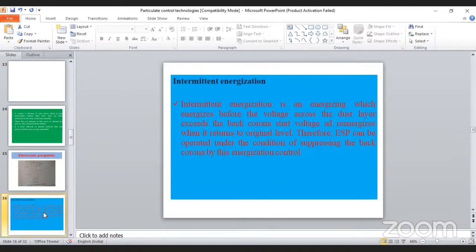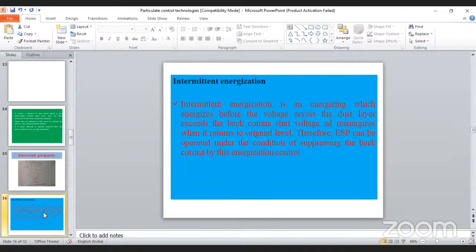Okay, intermittent energization, what will happen? Intermittent energization is energizing which de-energizes before the voltage across the dust layer exceeds the back corona start voltage, and re-energizes when it returns to the original level. Therefore, the electrostatic precipitator can be operated under conditions supporting back corona by the energization control. What is that way of intermittent energization?